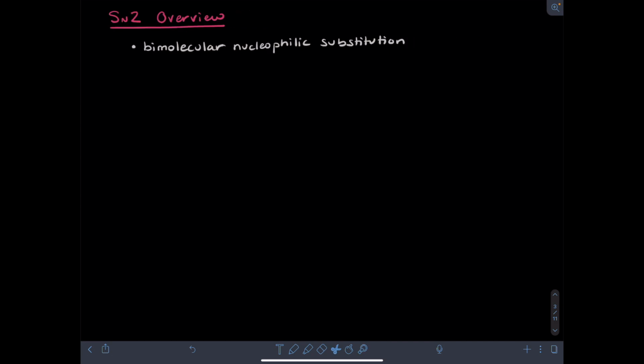SN2 refers to the bimolecular nucleophilic substitution reaction. SN2 reactions can involve alkyl halides that are either primary or secondary. Tertiary alkyl halides will not undergo these reactions by this mechanism, and they typically involve good nucleophiles. Here's an example of an anionic ethoxide nucleophile.